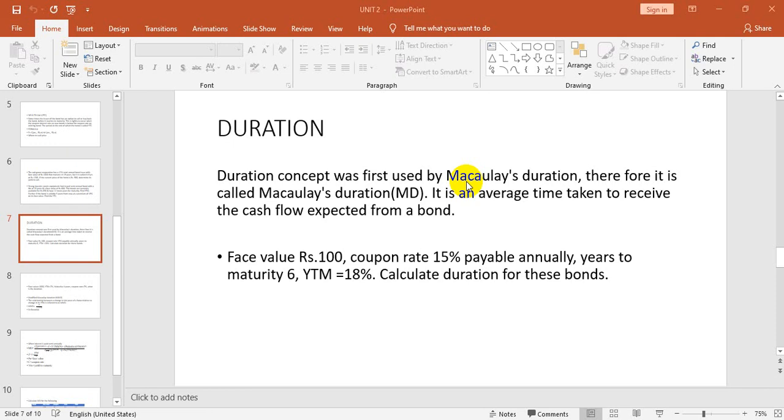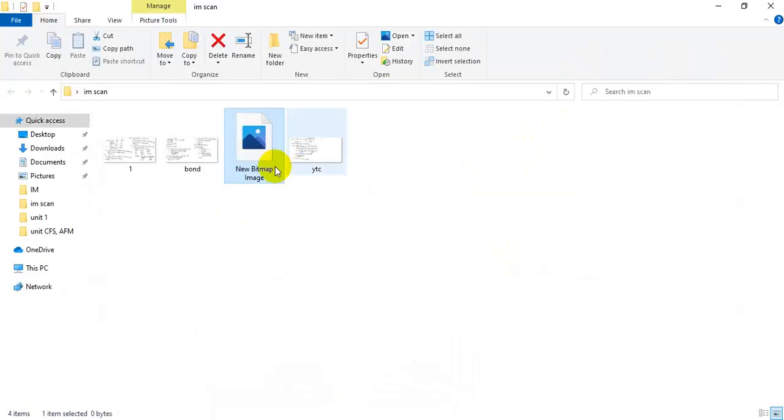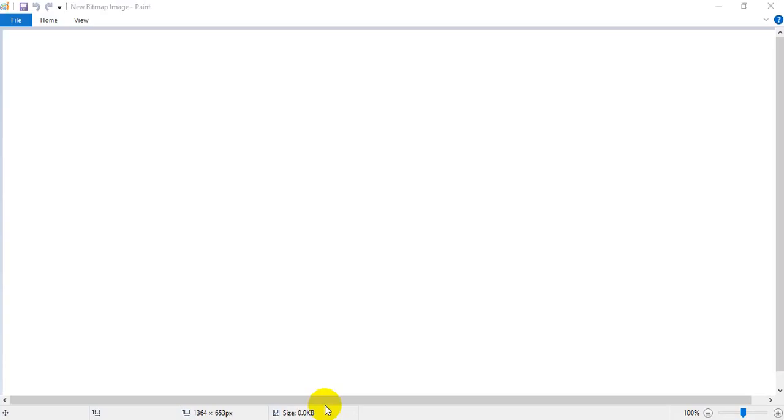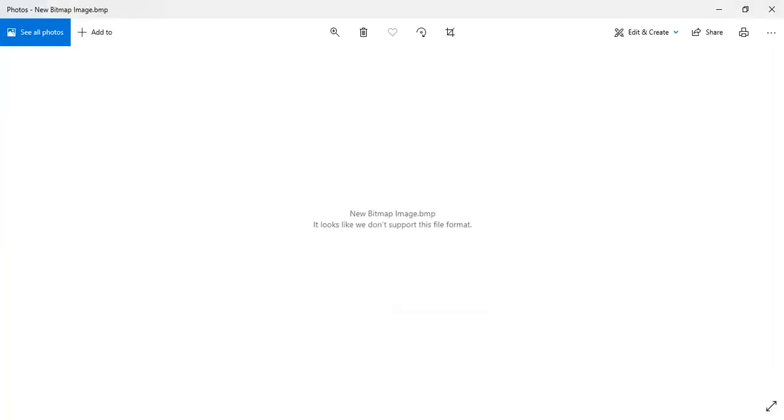So let's do a problem on this. Face value rupees 100, coupon rate 15% payable annually, years to maturity is 6 years, YTM is 18%. Calculate the duration for this bond. So first of all, let's write down the information on the slide, the entire information that has been given.